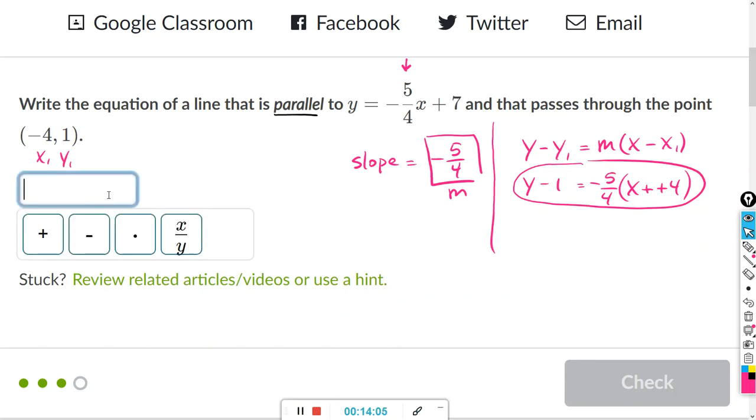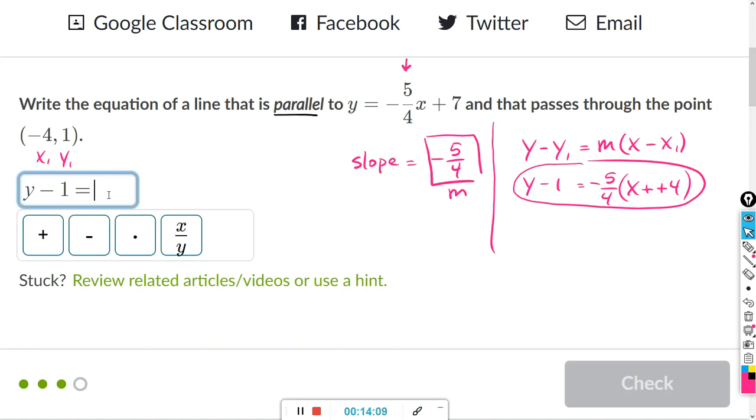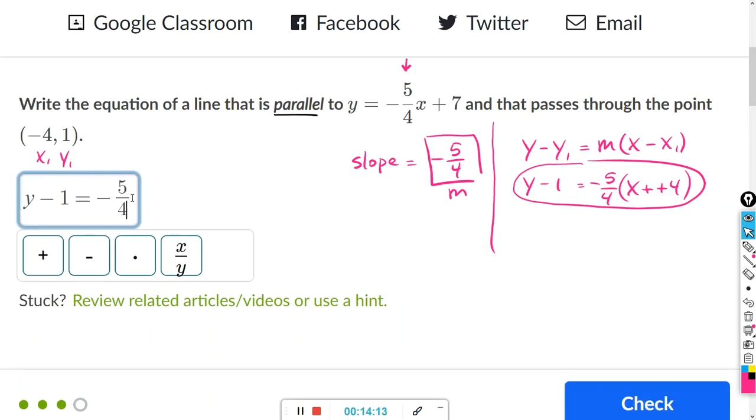So y minus 1 equals -5/4. Click it again to bring it up and use parentheses, x plus 4.